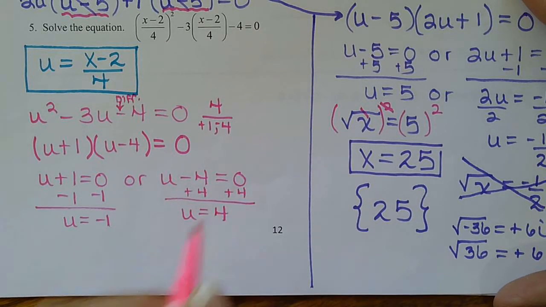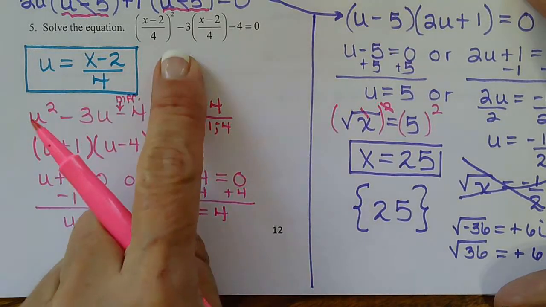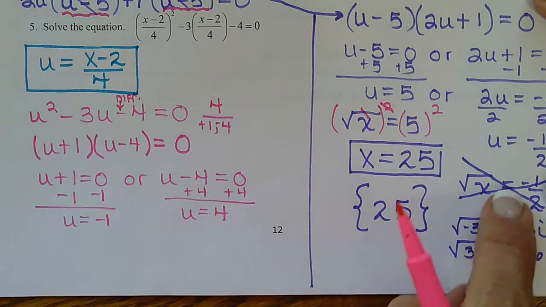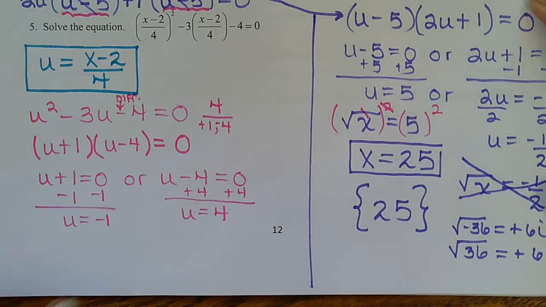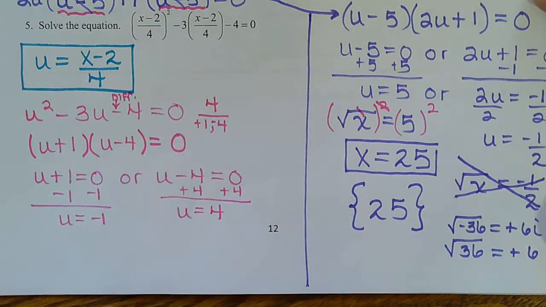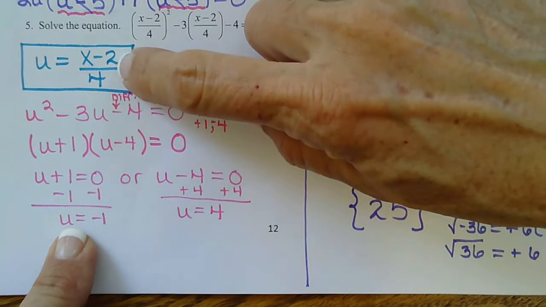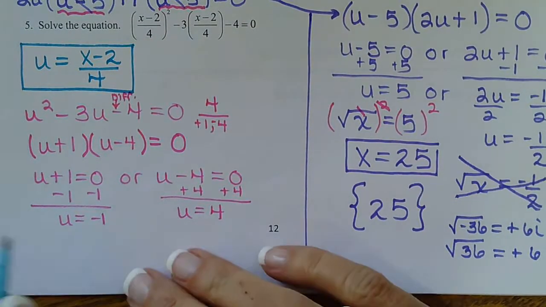This problem does not have square roots in it, so when we get our two solutions, they're both going to be valid. The only time we have to look for extraneous solutions, remember, is with square roots and fractions that have x's in the denominator, which this doesn't have either. So now we're ready to back substitute. So in place of u, we're going to put x minus 2 over 4.